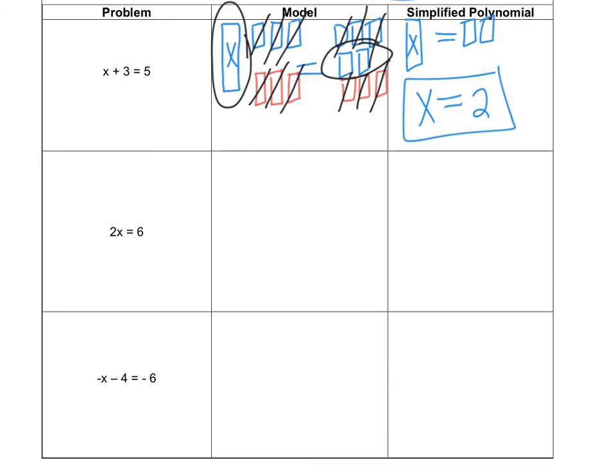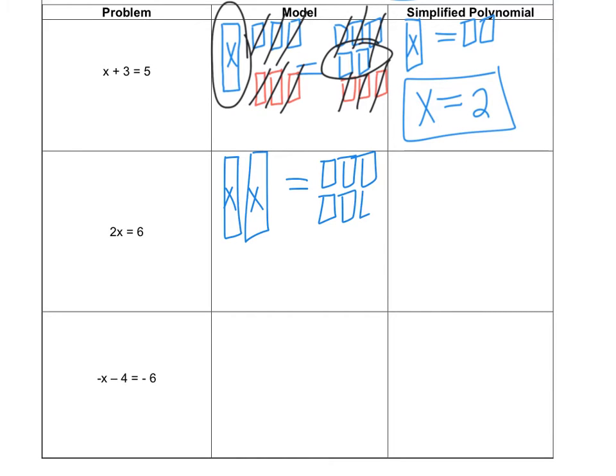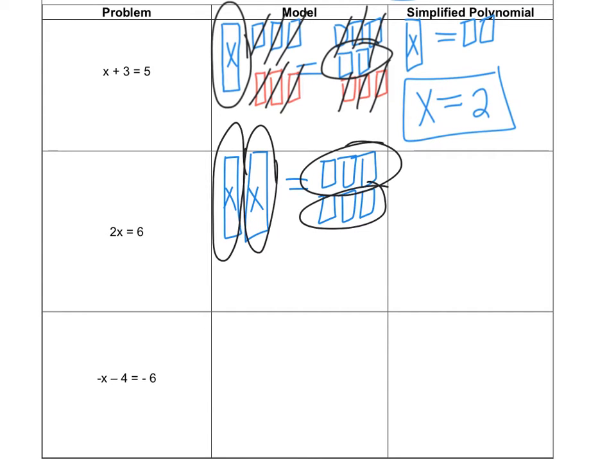Okay, moving on to this one. So now we've got 2 positive x's, and it equals 6 1s. Well, I know what 2x equals, but I just want to figure out what 1x equals. So we could divide this up into 2 groups. And same thing with the 1s. If I divide my left side into 2 groups, I need to divide my right side into 2 groups. So because there's 6 units here, if I divide them into 2, each group would have 3 units in it. So now I'm left with 1 positive x would have to equal 3 1s.